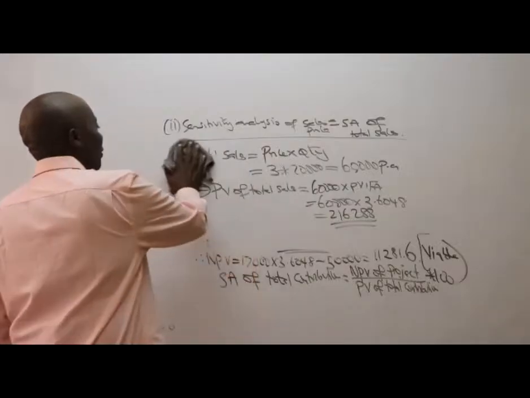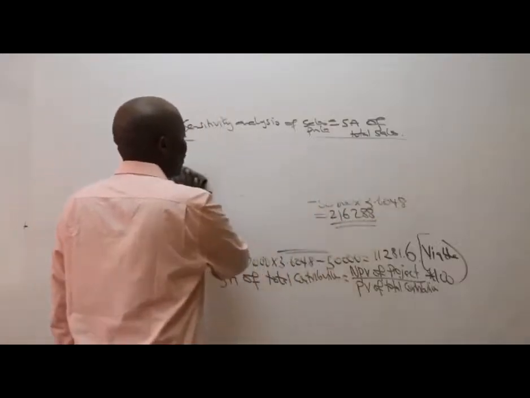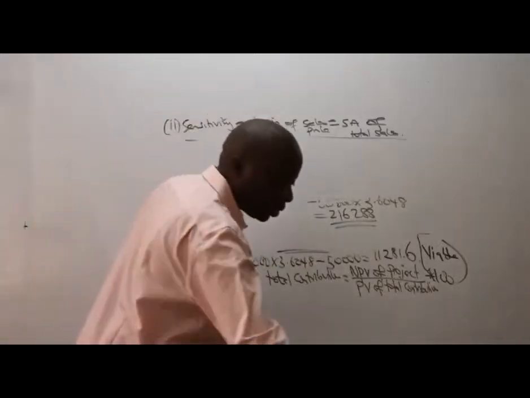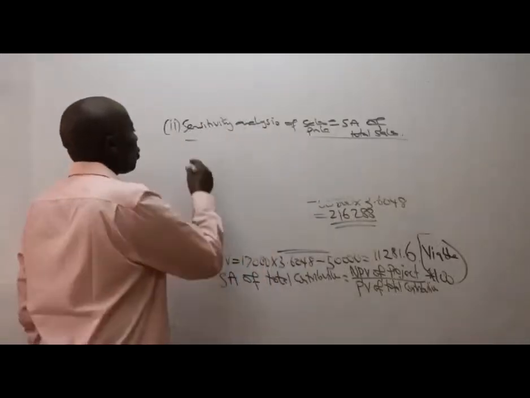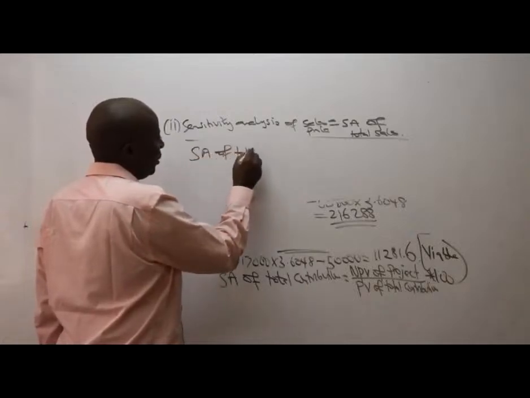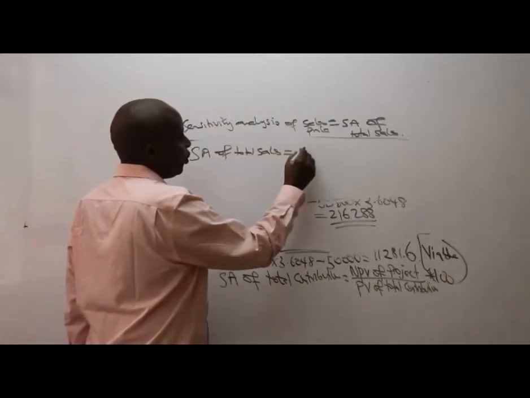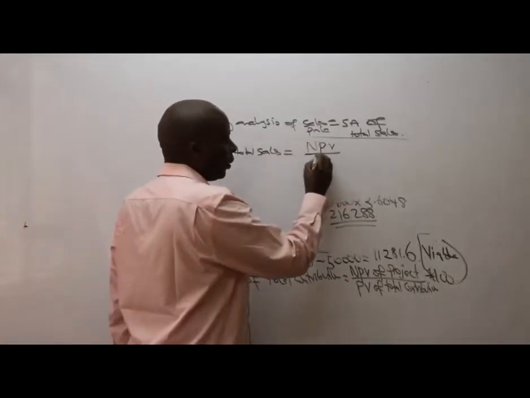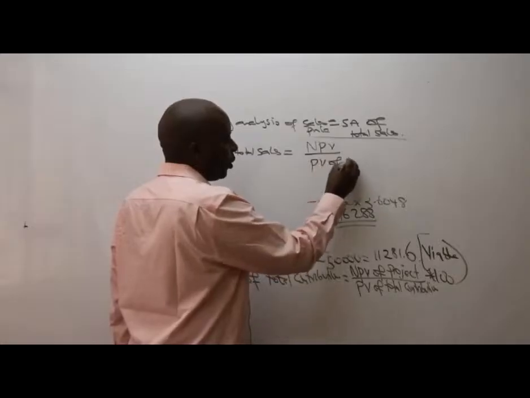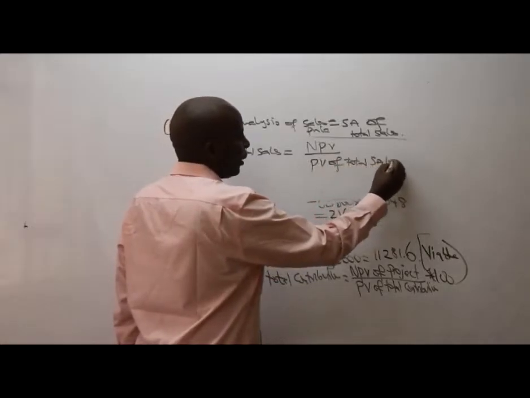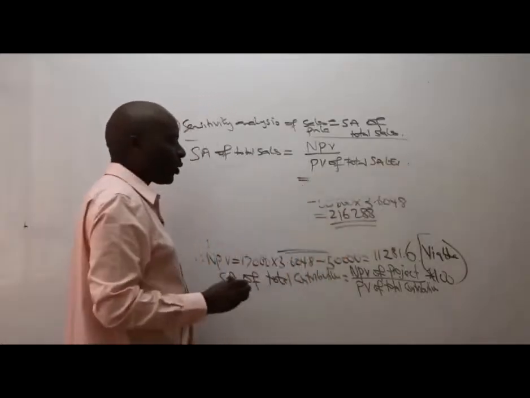Yeah, what David has known here for sure is that, ladies and gentlemen, for us to be able to get this sensitivity analysis of total sales, SA of total sales, what we need to do is to take the NPV of the project all over the present value of total sales.